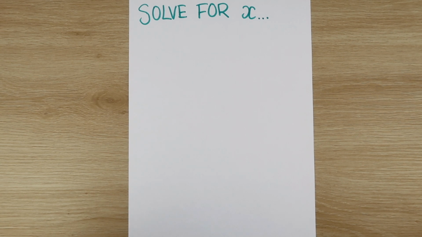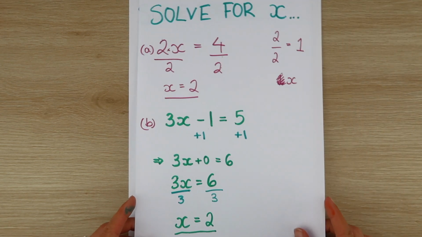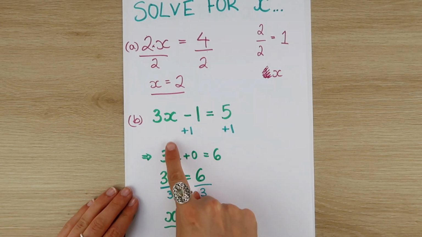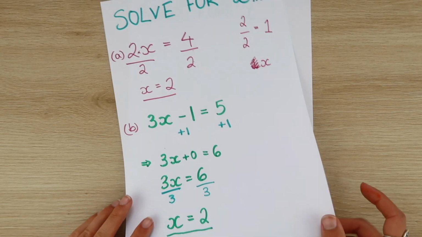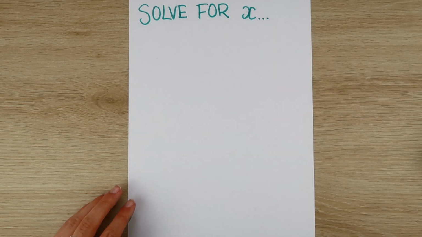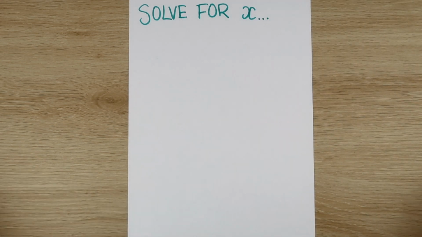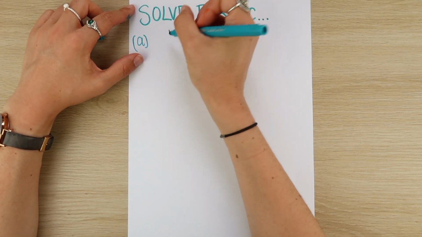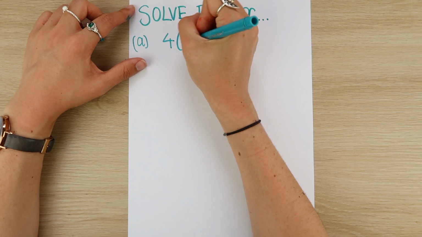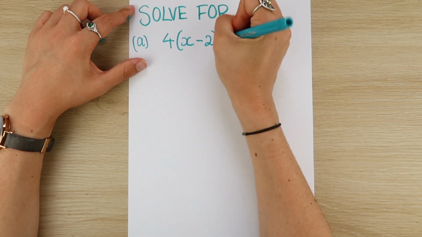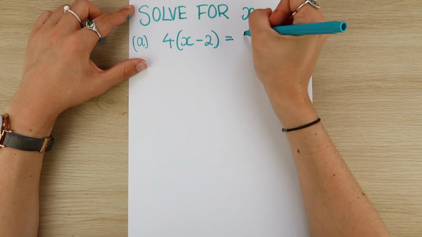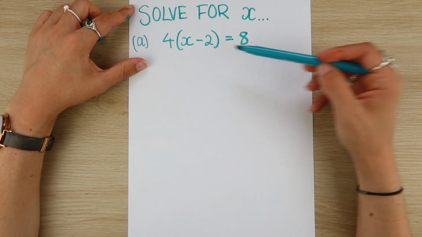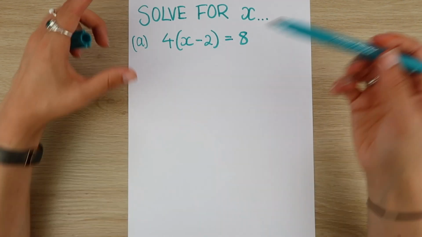Okay, so in our previous videos, in part 1, we looked at how you would solve for x with questions like these. So 2x equals 4 and then 3x minus 1 equals 5. I'm going to show you a slightly harder example now, which goes like this. If I've got 4(x minus 2) is equal to, let's say, 8. Now this time it's slightly different because I've actually got brackets on my left-hand side.